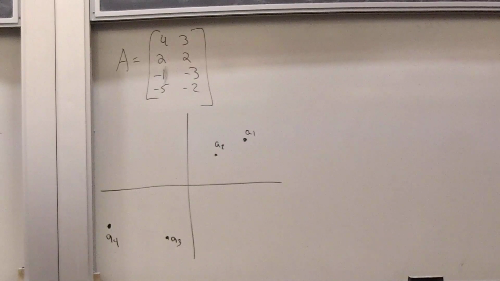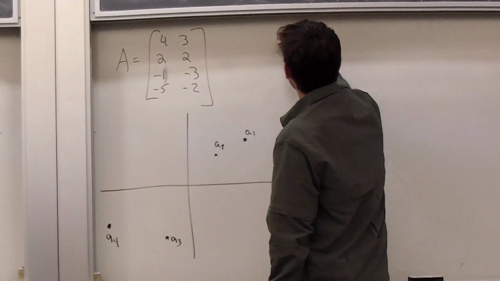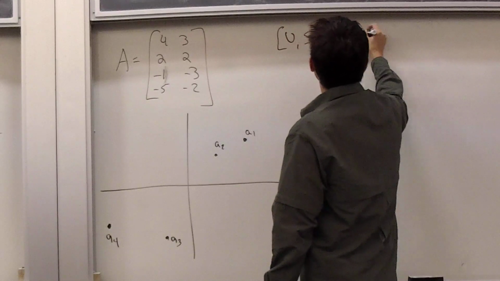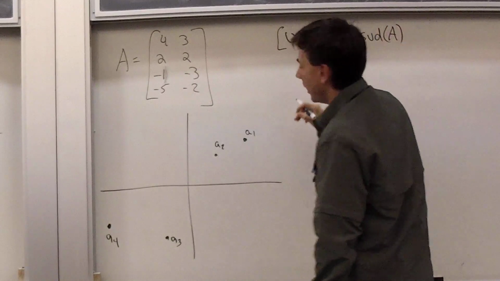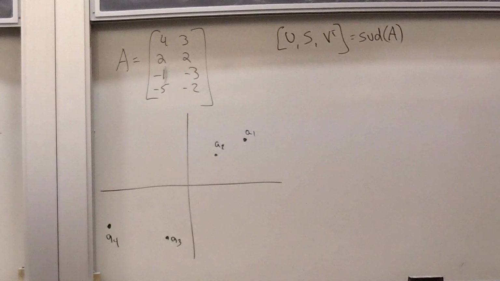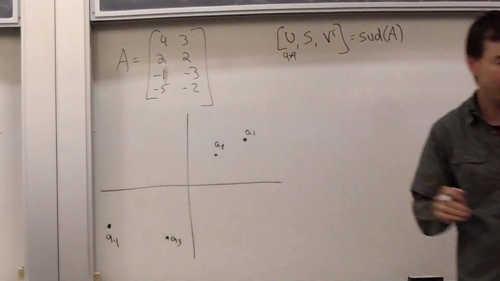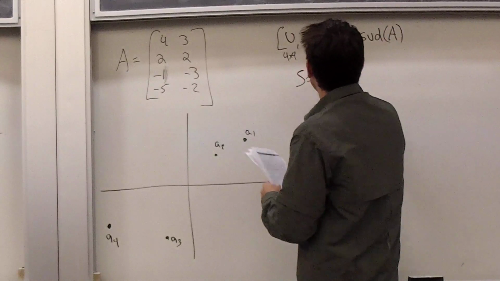Then I can write down the SVD of this matrix. Remember, I get U S V transpose equals SVD of A. And so U is going to be 4 by 4. I'm not going to write down U, but I'll write down the other ones. These will be more informative.